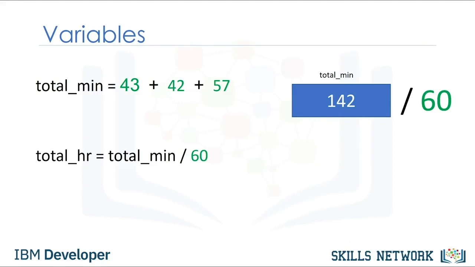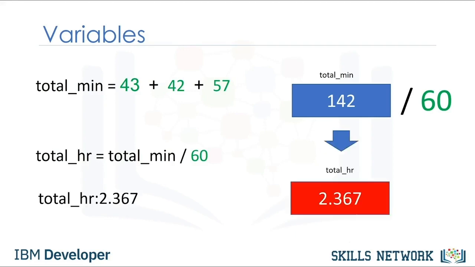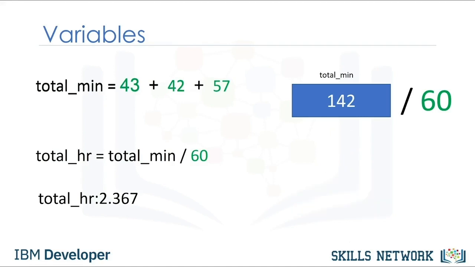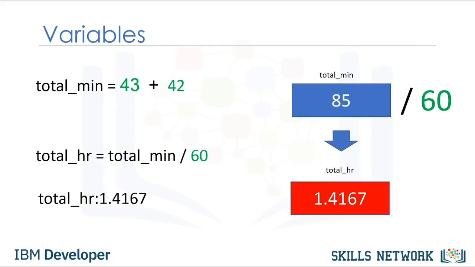We can obtain the total number of hours by dividing total_min by 60. The result is approximately 2.367 hours. If we modify the value of the first variable, the value of the other variable will change. The final result values change accordingly, but we do not have to modify the rest of the code.